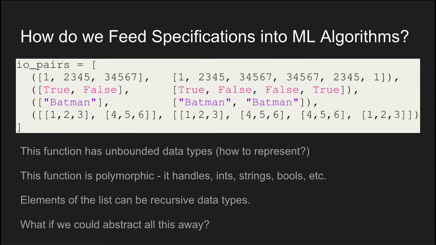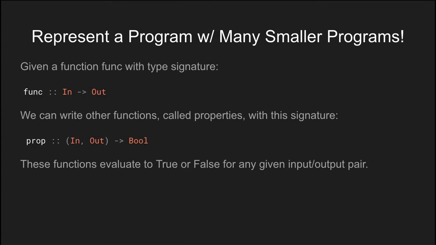Say you're synthesizing a program from lists to lists. If you know that the length of the input is the same as the length of the output, that tells you a lot of information about what should be in the program, right? So we're going to lean into this intuition and represent a program with a bunch of other smaller programs. And these smaller programs are going to be called properties. Given a function that takes a term of type in to a term of type out, we can write other functions called properties that take a pair of an in and an out and return a Boolean.